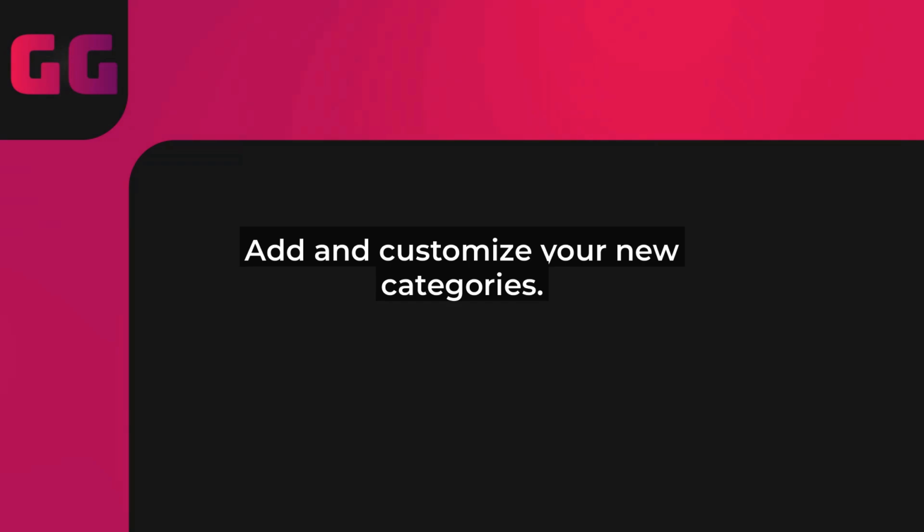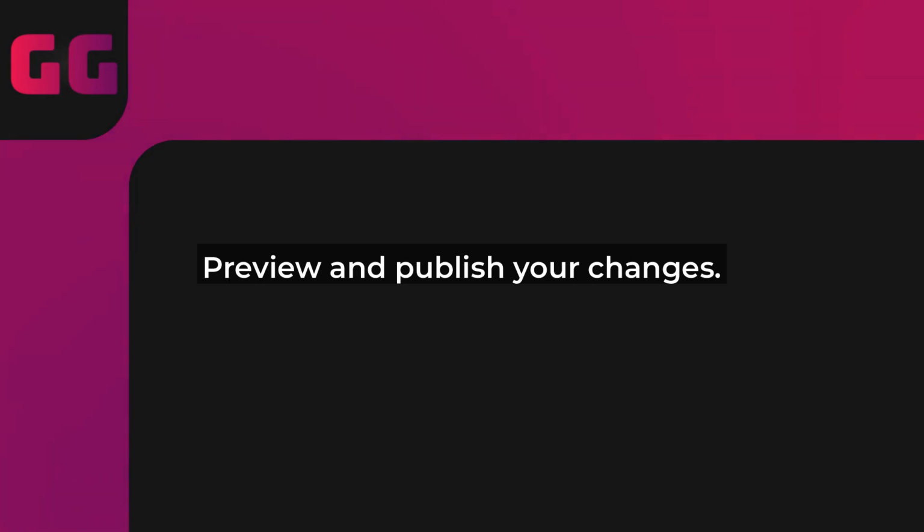Now, here's the fun part. Look for the Categories option, which might be under Settings or a dedicated tab. Click on it, and you'll see a prompt to add new categories. Type in your category name, like Tech Tips or Fashion Finds, and hit Add or Save.